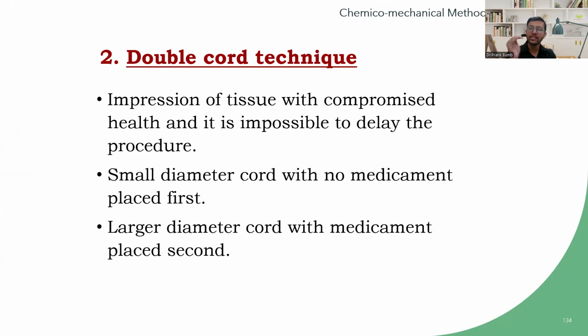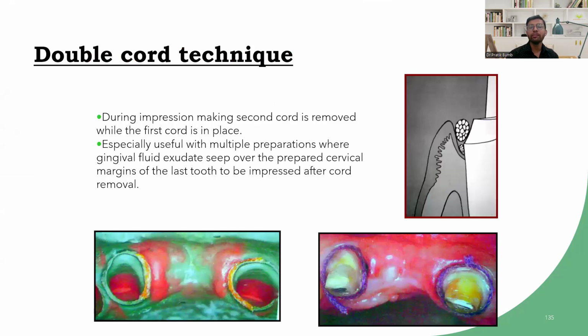The smaller diameter cord is placed first with no medicaments inside, because the more you put inside, the medicament has chances of going into the PDL space. So no medicament with the first smaller cord, and the larger diameter cord can be placed after that with medicament. In the double cord technique, during impression making, the second cord is removed first while the first cord is still in its place. Once you put your putty and light body or any other material, most of the time what you'll see is the retraction cord comes out with the impression material. It is especially useful when multiple preparations are done and when the gingiva is too thick.